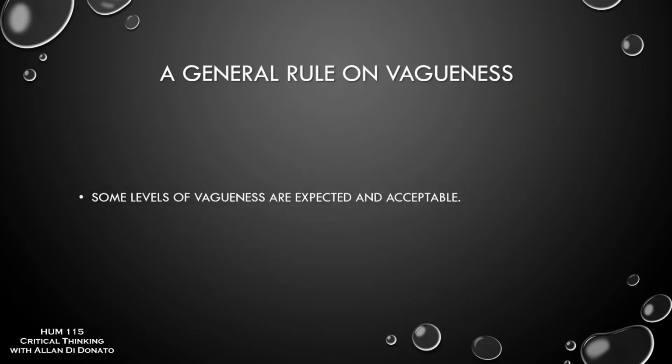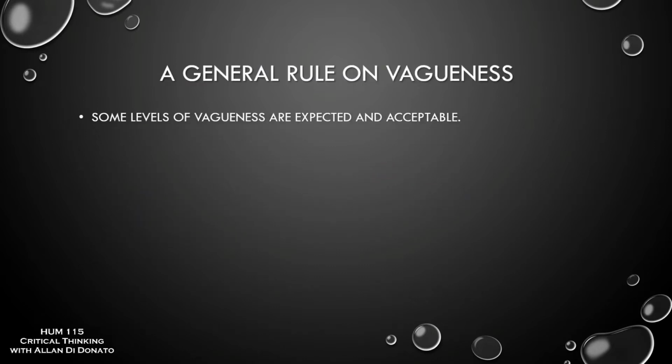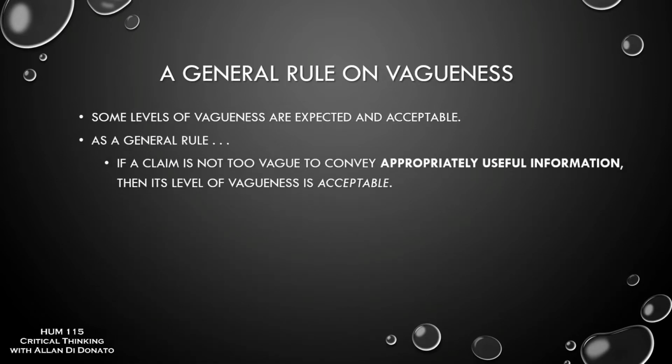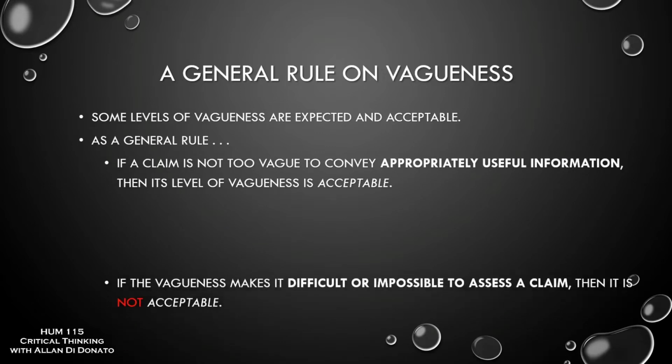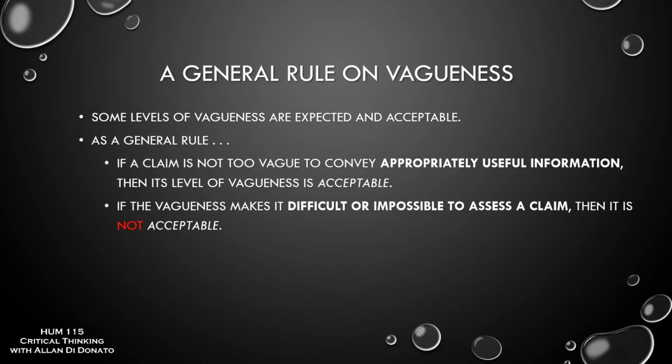Some general rules that we can follow would be these. Some level of vagueness is generally acceptable, expected, and normal. We tend to talk in a particular way. Of course, if you're trying to communicate a meaning to an audience, then you want to try to refine things. It's not always useful to have your common ordinary discussion if you're trying to communicate clearly. As a general rule, if a claim is not too vague to convey appropriately useful information, then the level of vagueness is acceptable. If the vagueness makes it difficult or impossible to assess a claim, then it's not acceptable.